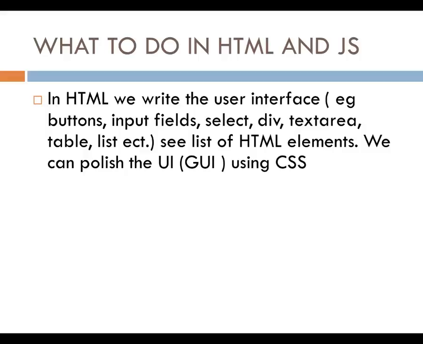So this is basically a set of widgets such as buttons, input field, select, div, text area, table, list, and so forth. So basically, when you visit a website, that would be a good example to describe HTML. If you visit Facebook or gmail.com, the first thing you need to do is to log into the system. So you need to enter your email address and password, and then you click on a button. So basically, HTML produces the user interface.